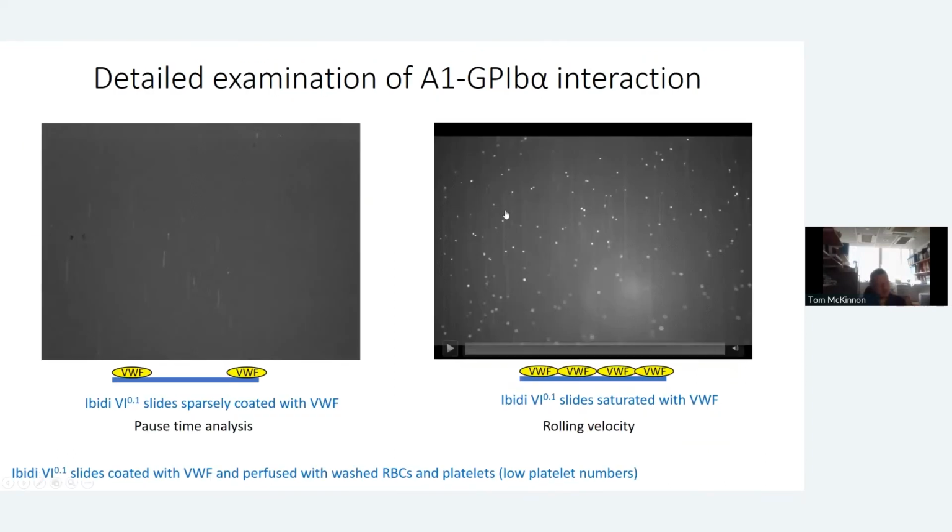We can also use the flow system to delve further into examining the interaction of the VWF A1 with glycoprotein 1b alpha on the platelet surface. There's a couple of assays that we can do to look at this. So, for example, we can take our IBIDI slides, we can sparsely coat them with VWF protein, or we can take the IBIDI slides and we can saturate them. And we see two different types of platelet capture.